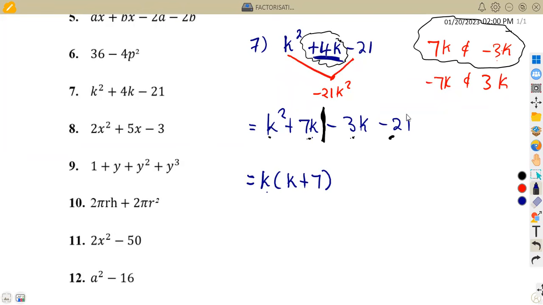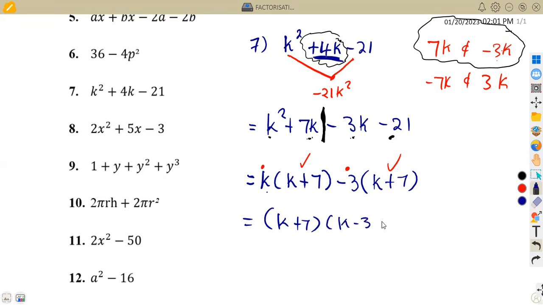On minus 3k and minus 21, what is common? Negative 3 is common here. Negative 3k divided by negative 3 is a positive k, and negative 21 divided by negative 3 is a positive 7. So the two brackets are the same, k plus 7 and k plus 7. You simply factor out the common bracket of k plus 7, then write the other terms in the other bracket, k and minus 3, so it will be k minus 3. So that's it. On question number 7, that's another way, the same answer, but different ways.